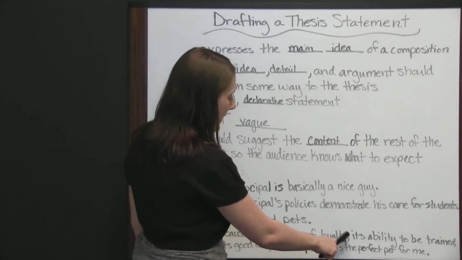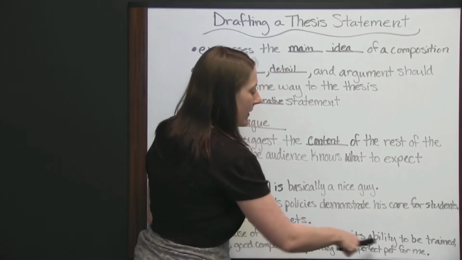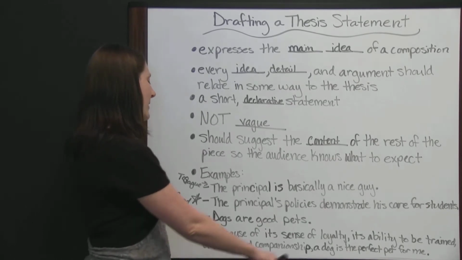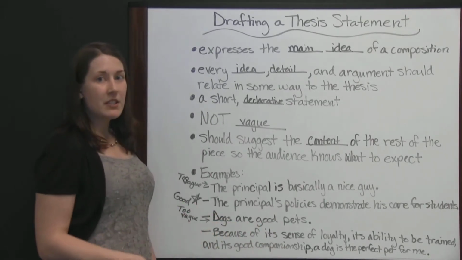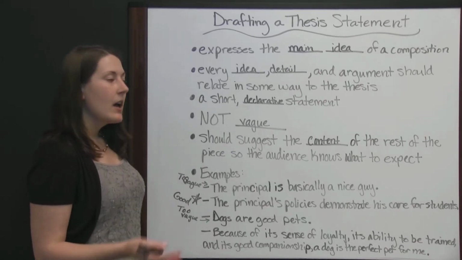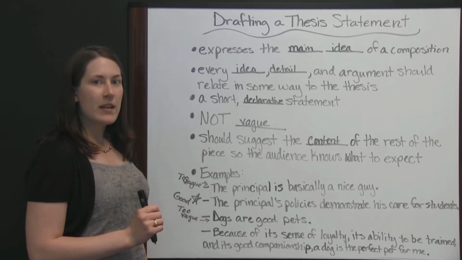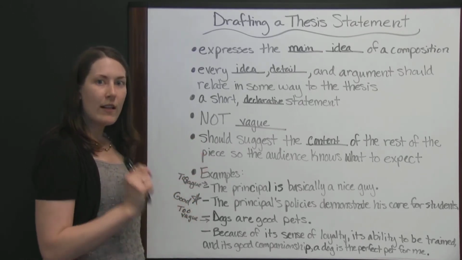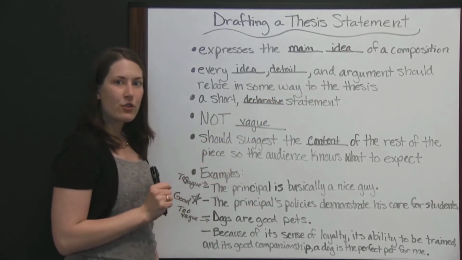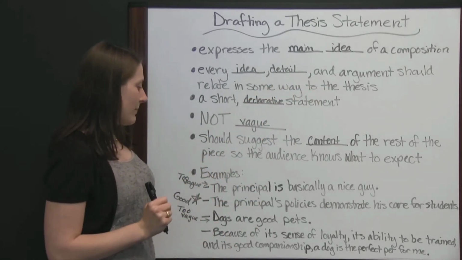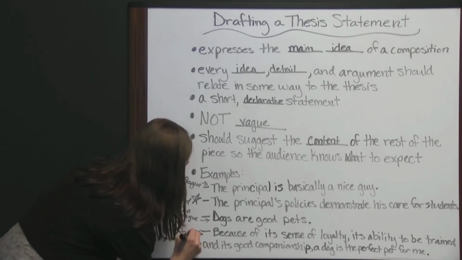You'll probably have a body paragraph talking about a dog's sense of loyalty, another one about how easy they are to train, and another one about how they are good companions. This kind of thesis statement is also okay because it gets specific, but not too specific. It tells what your subtopics are going to be, what your supporting overall ideas are going to be, but it doesn't get into every detail and argument that you're going to present in your composition. So this would be another good example.